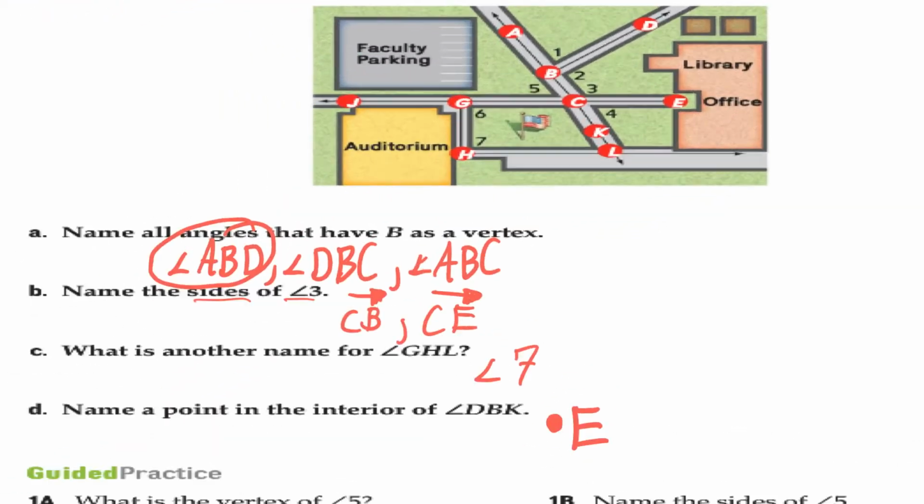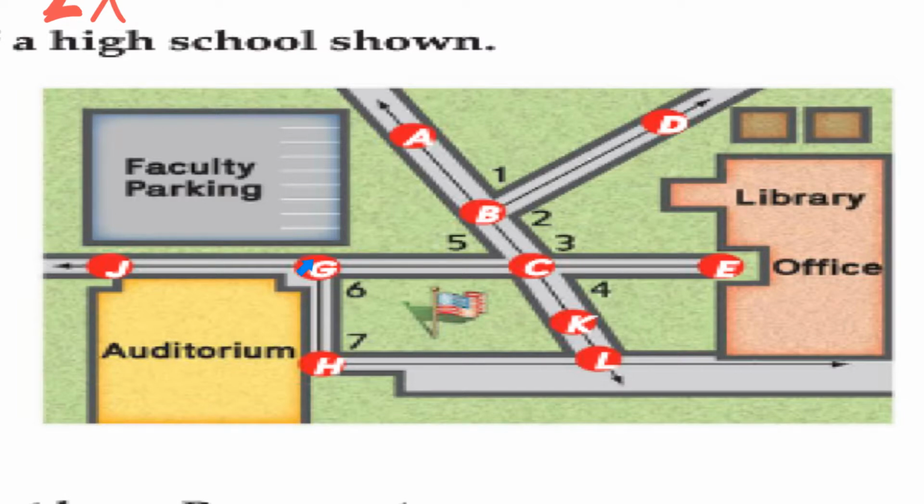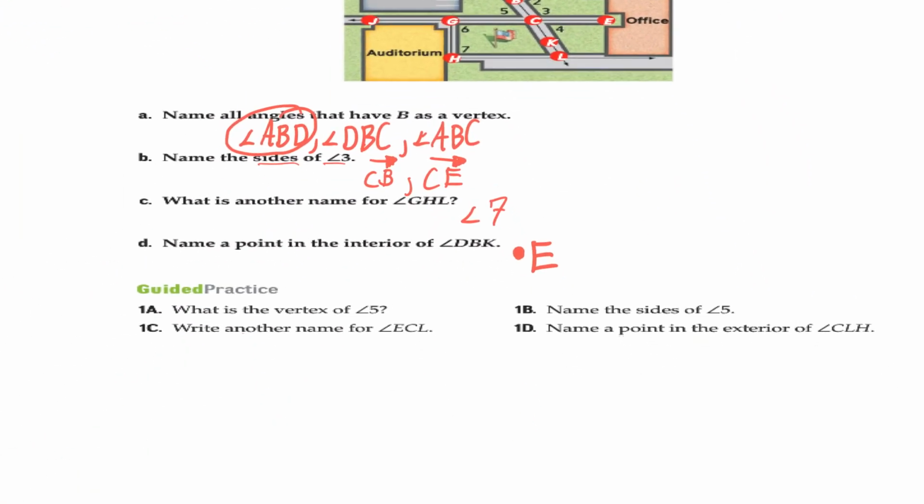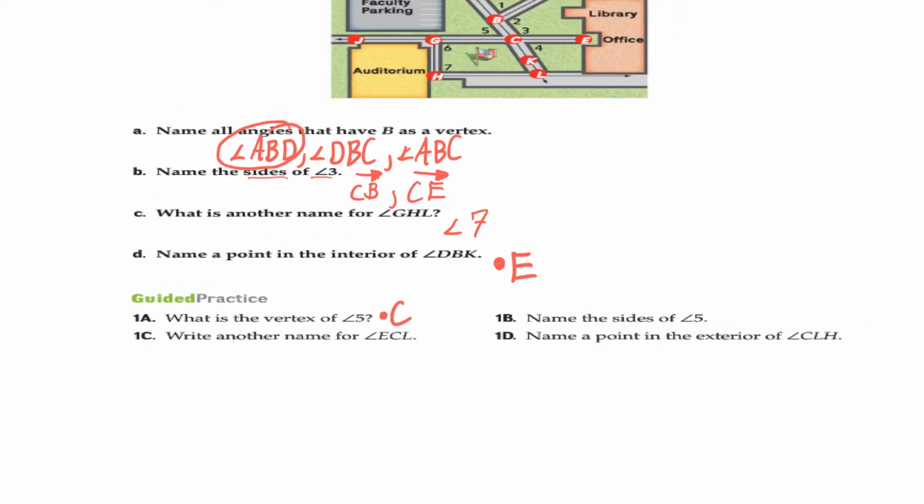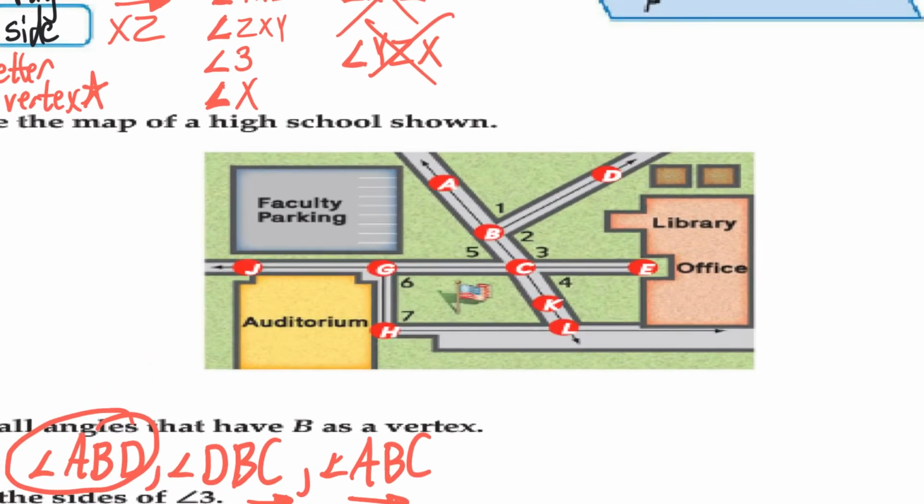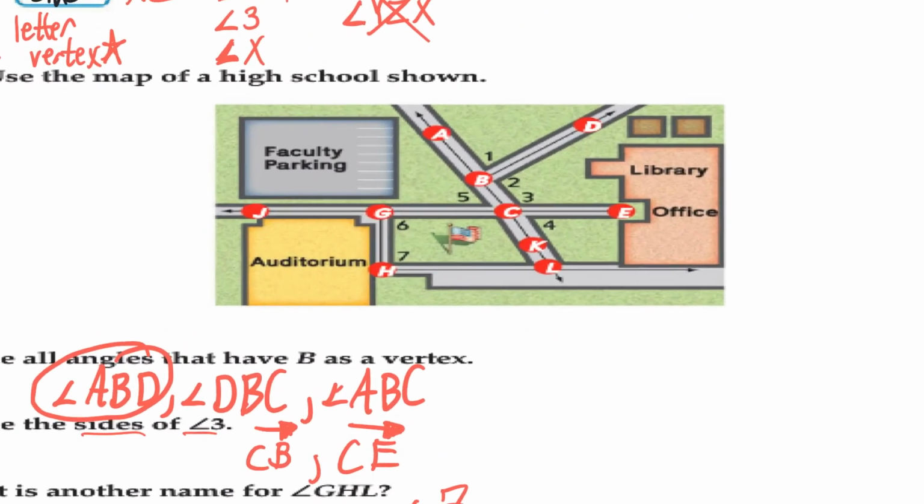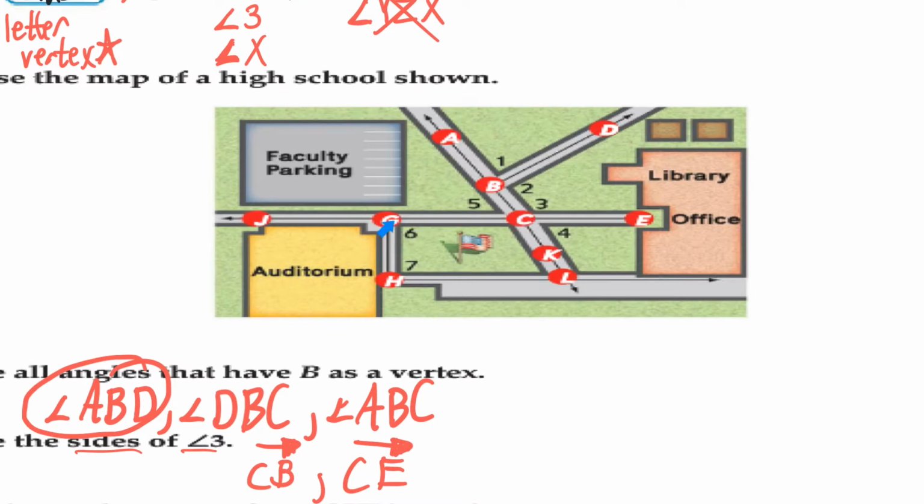Okay, so what is the vertex for angle 5? Good. So here's angle 5 right here. C is the vertex for angle 5. Now, name the sides of angle 5. CG and CA. Okay, so CG is one side. That's this one, from here to here.